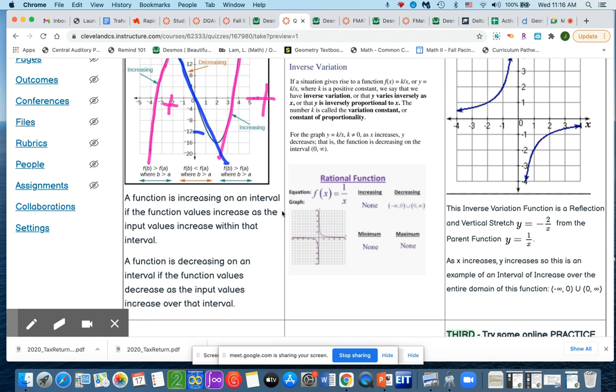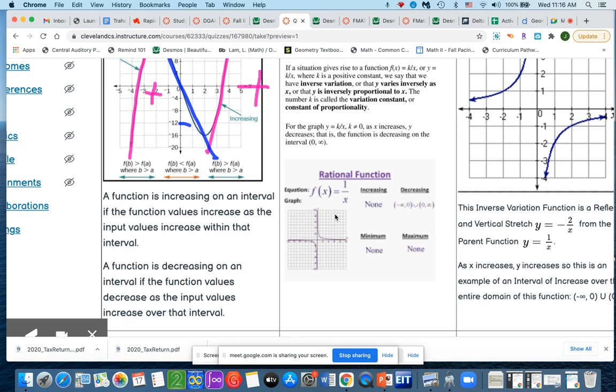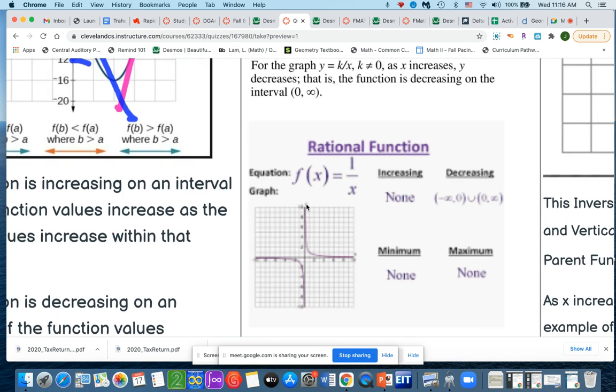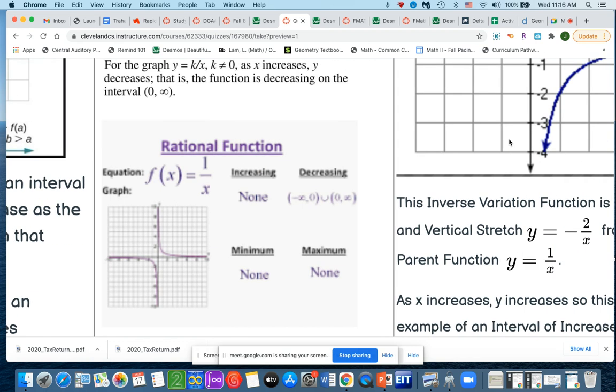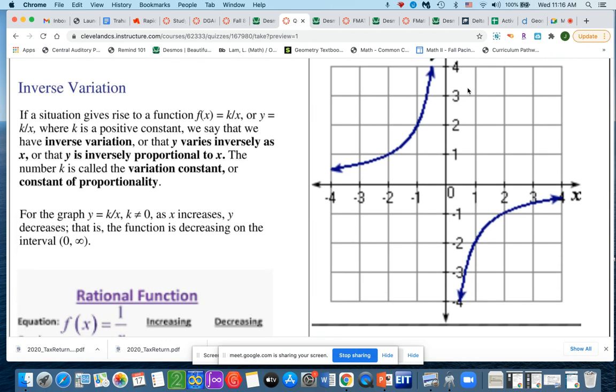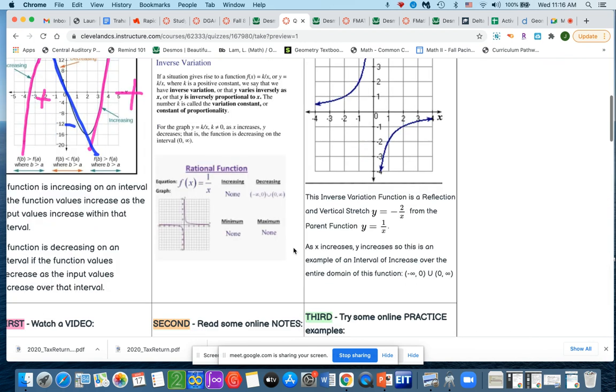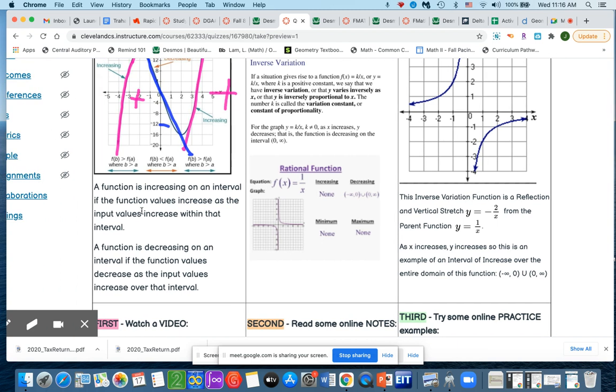This is the parent function, and if you look on your graph, you could probably see it a little bit better, but the graph is purple right there, and it is in quadrant 1, and the other branch of this hyperbola graph is in quadrant 3. And a reflection is taking place over here in the second graph, where the branches are in quadrant 2 and quadrant 4. Now, as far as increasing and decreasing, the same definitions apply. The graphs look different though.